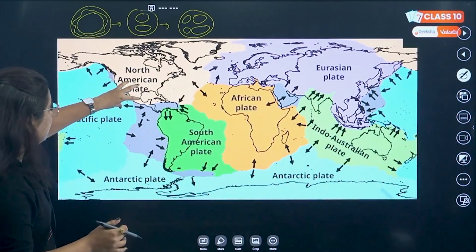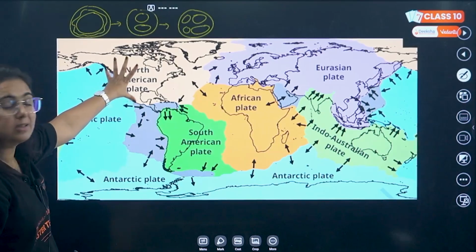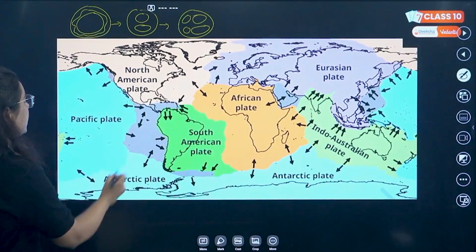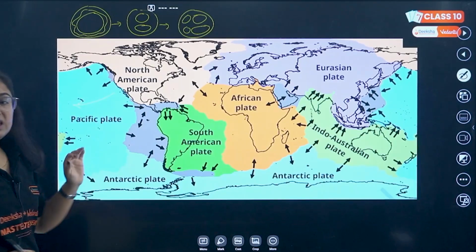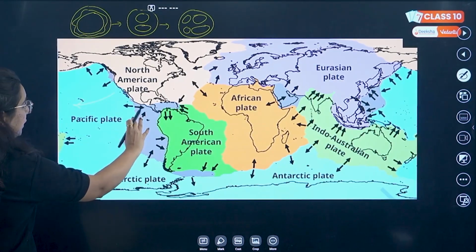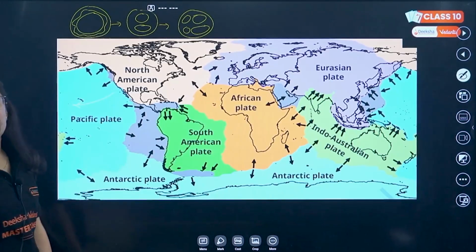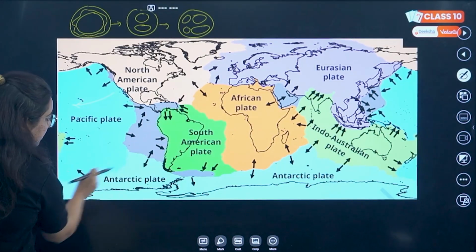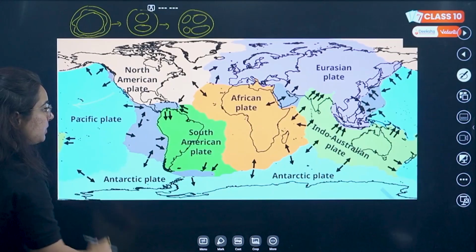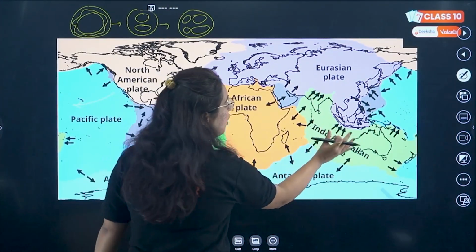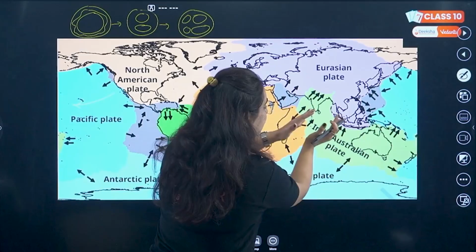See, this is how North America looks right now, which was part of the supercontinent earlier. It moved towards its left. Similarly, we can see the Pacific plate, which drifted towards the left as well as south. Similar is the South American plate, it moved southward and then leftward. African plate here, Eurasian plate, Indian plate, Indo-Australian plate, which was together once.